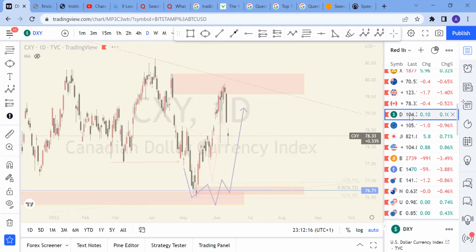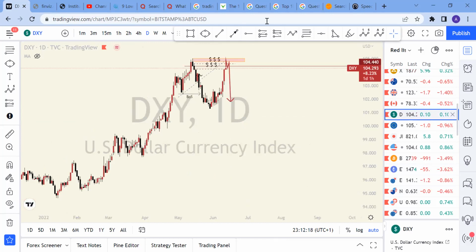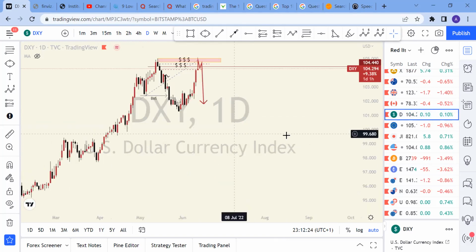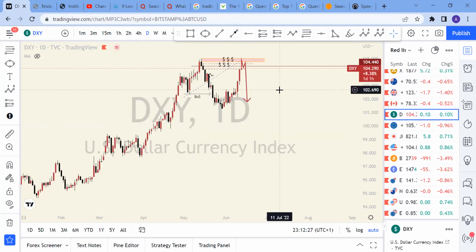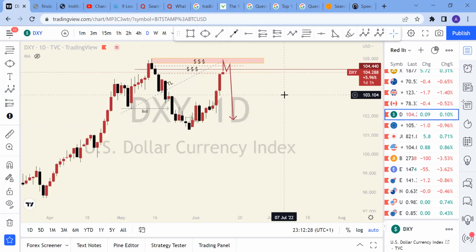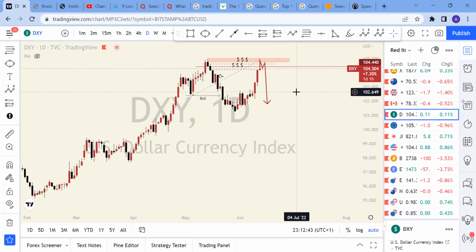So let's take a look at the dollar index. Let's take a quick look at the dollar index. Like I told us, this is where we're at the moment. And in fact, for me, I think the dollar is probably going to be one of the weakest this week.